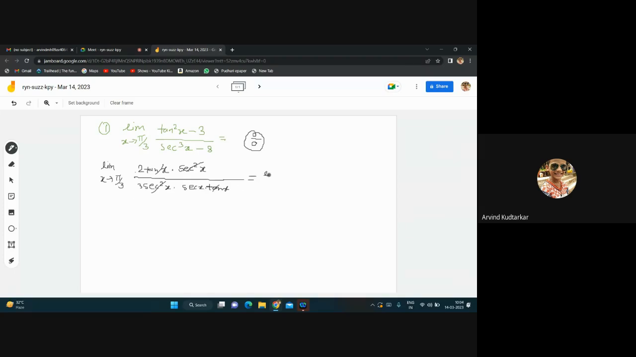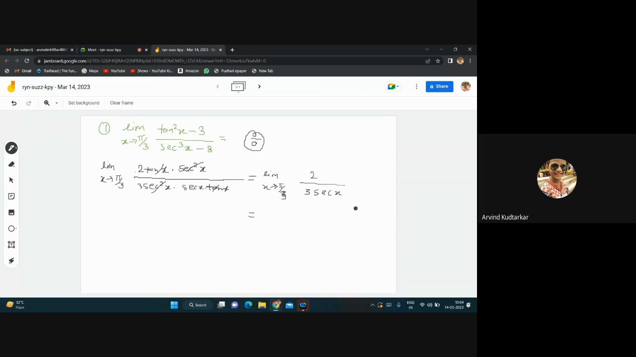So limit as x tends to pi by 3 of 2 by 3 times sec x. When I apply the limit as x tends to pi by 3, what is the value of sec pi by 3? Sec pi by 3 means 1 by cos pi by 3. Cos pi by 3, the value is cos 60, which is 1 by 2, so sec pi by 3 is 2. So 2 by 3 into 2, the 2 gets cancelled, it is 1 by 3.